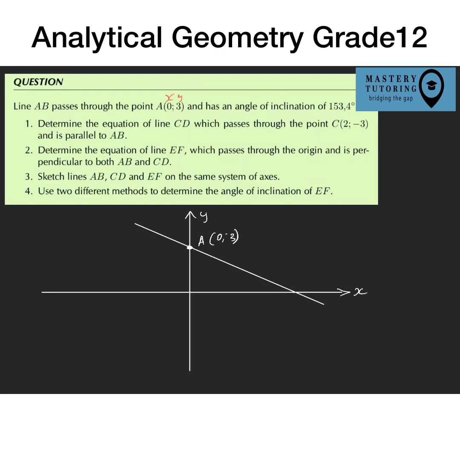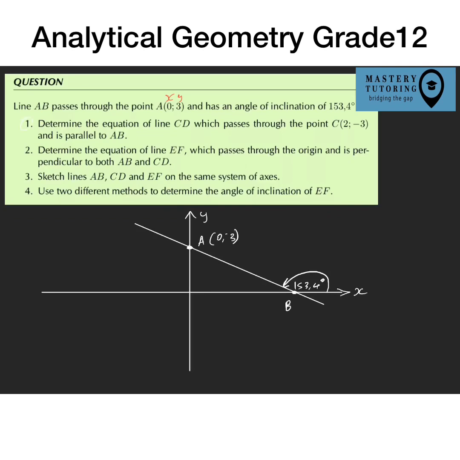Let's call this point B, because they didn't tell us where exactly point B is. And this angle is going to be 153.4 degrees. So we draw that angle of inclination. This arrow shows that this is an angle of inclination, because it starts from the positive x-axis going to the line AB. All right, so we've represented the first part of the question in the Cartesian plane. Now we're doing question 1.